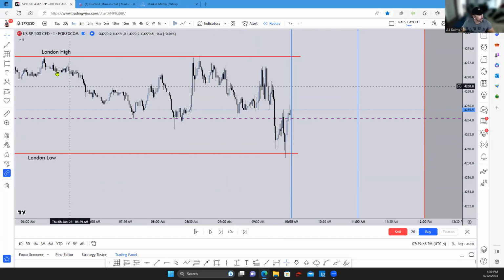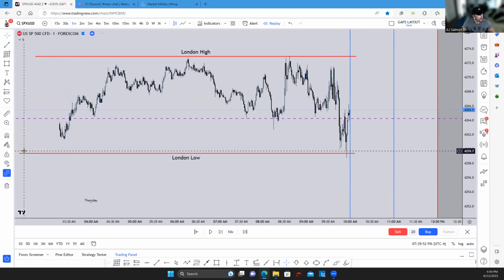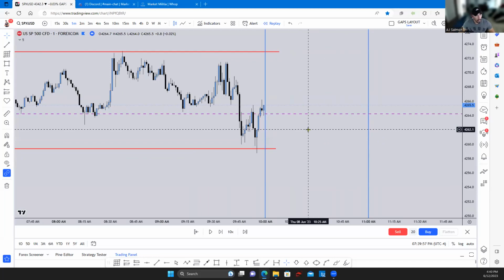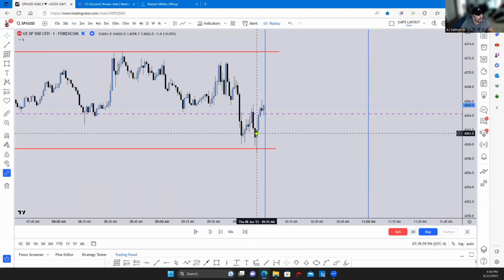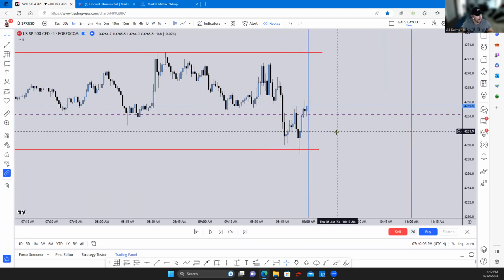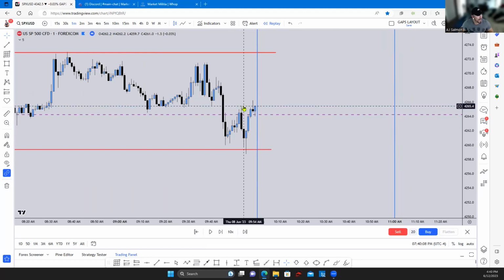Here we have another example, okay? We have our London high, London session low, which is back here. Here's our silver bullet window. As you can see here, we take out sell side, wick through, and then we start shifting higher, okay? This is our swing high put in.